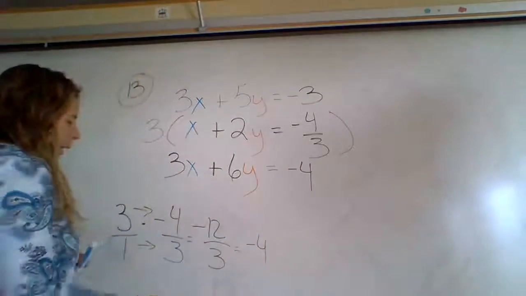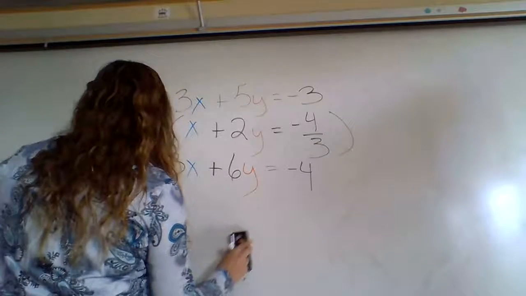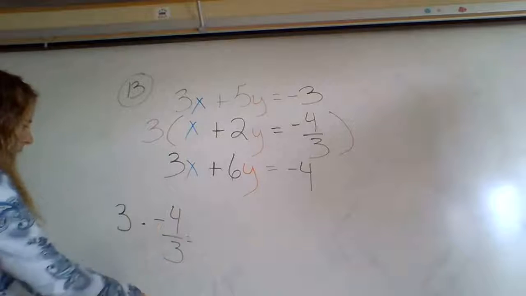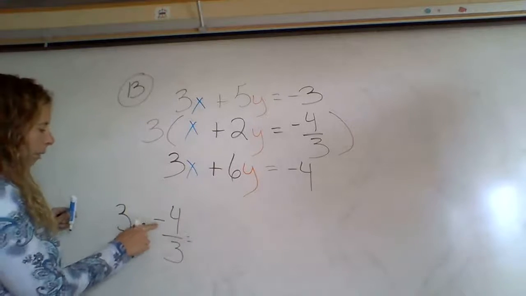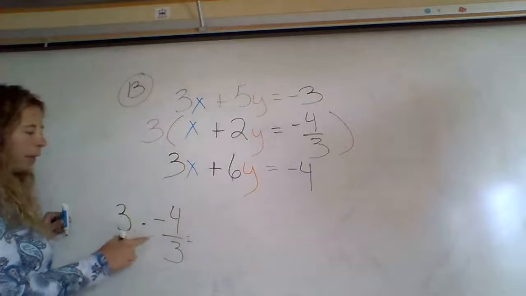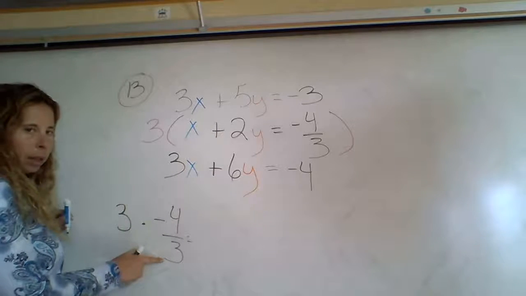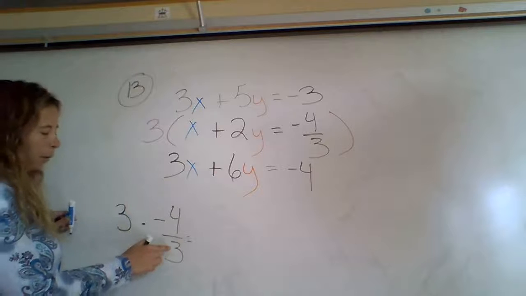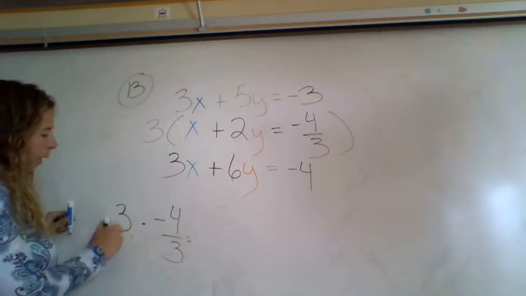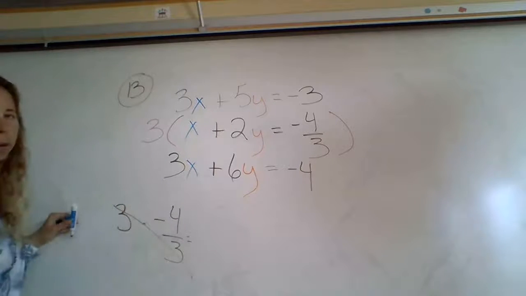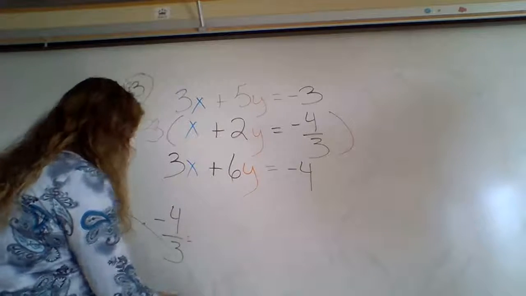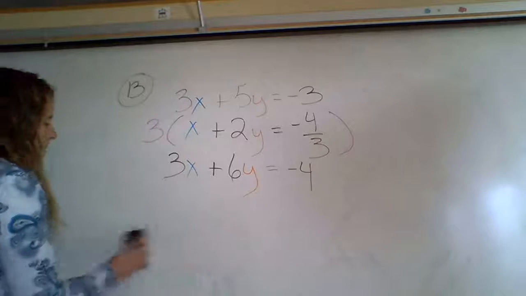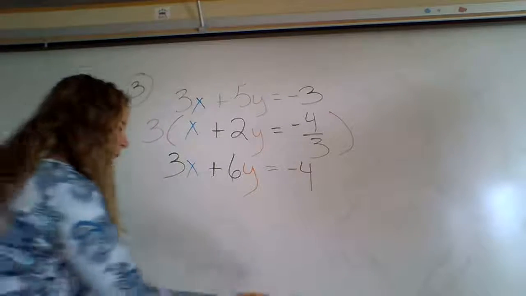A faster way to do it, if you can see it: I have 3 times negative 4 over 3. Well, if I'm dividing by 3 and multiplying by 3, they cancel each other out. If you divide by 3 and then multiply, they just cancel. So you're left with negative 4. Okay? So whichever way makes sense in your brain, or maybe you have a different way, that's fine.